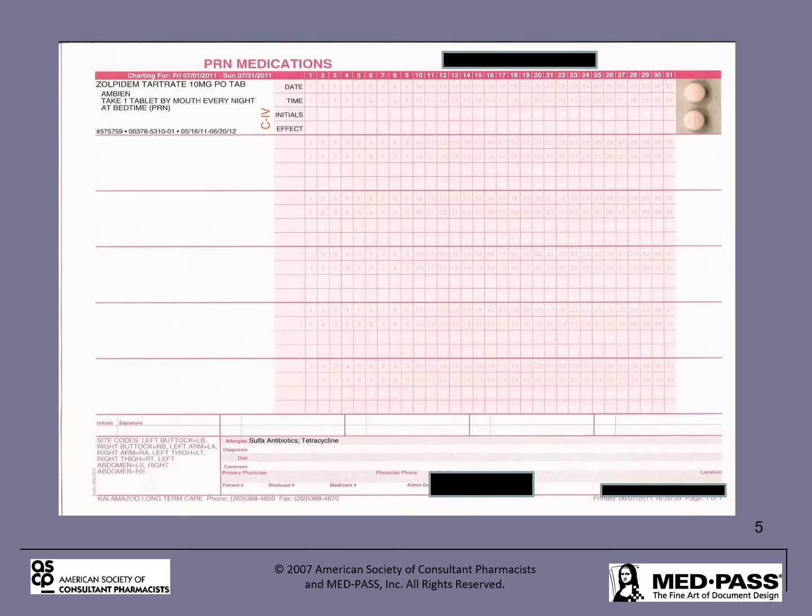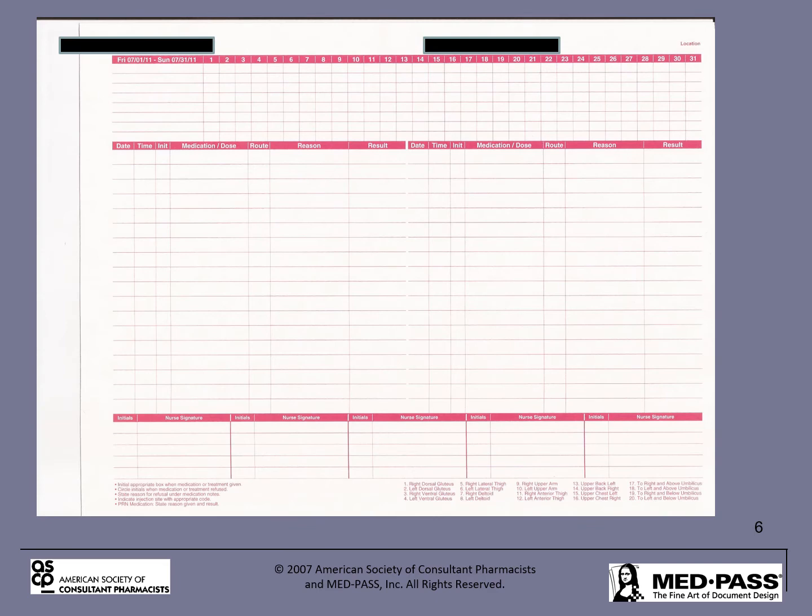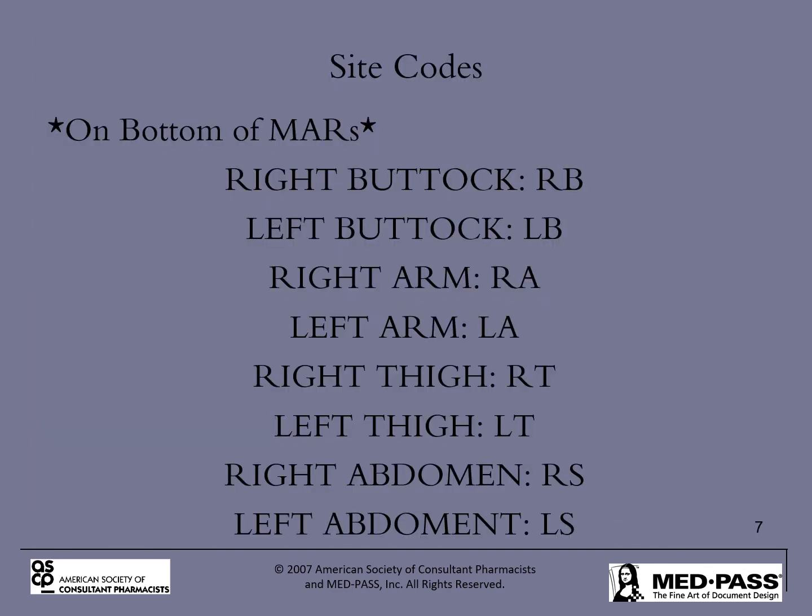This is what the PRN medication MAR looks like. The back of the MAR. So this is where you would indicate why you were giving a PRN medication, and then the result or the effectiveness of it. On that MAR, you'll see different site codes. So here's just a general overview of them.